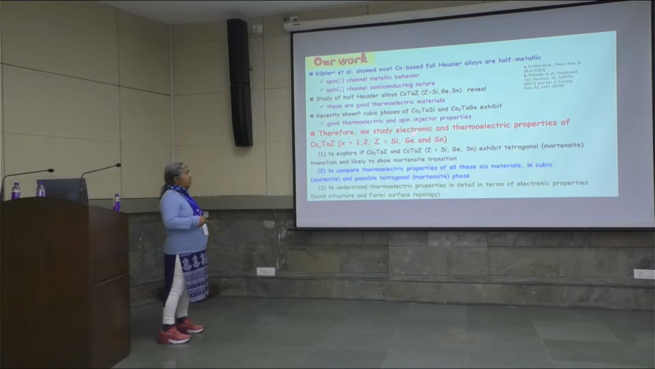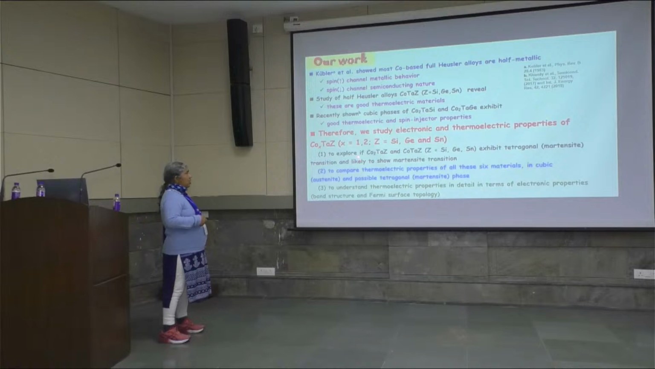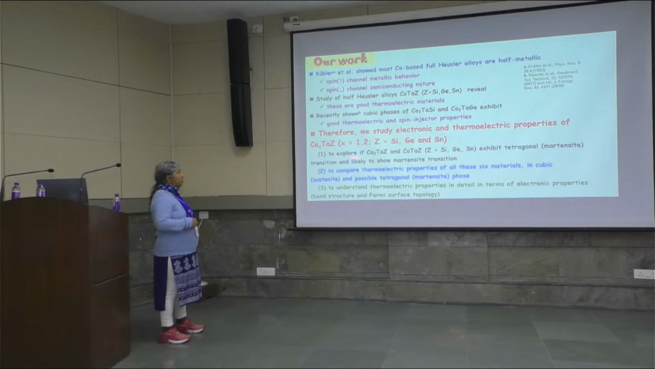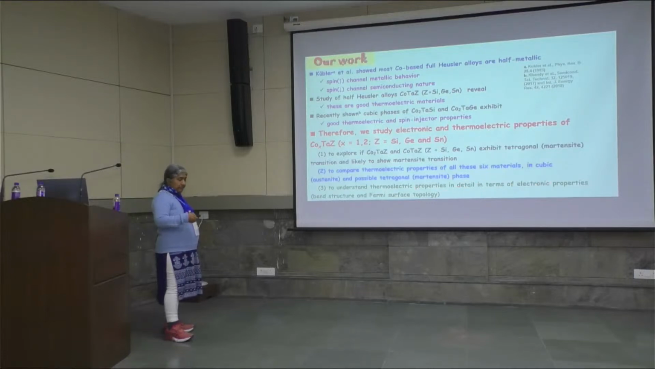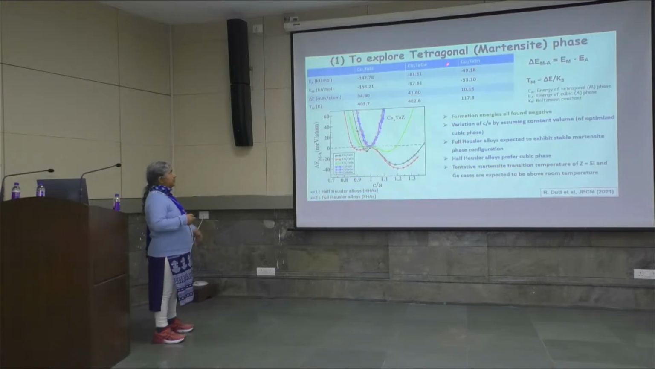So in this work, we studied the electronic and thermoelectric properties of CoXTaZ, X equal to 1 and 2, and Z is equal to Si, Ge, and Sn. Our aim is threefold. One is to explore if any of these show any kind of tetragonal to cubic to tetragonal transition, and then compare the thermoelectric properties of all these 6 materials in cubic as well as possible tetragonal martensite phase. And third, which is the most important, is to understand thermoelectric properties in detail in terms of electronic properties. This is the most important point here. So just for completeness sake, I will explain the first 2 points.